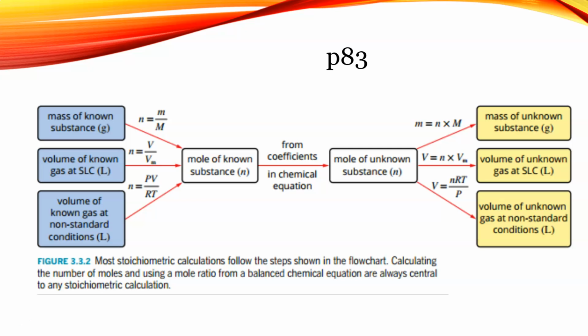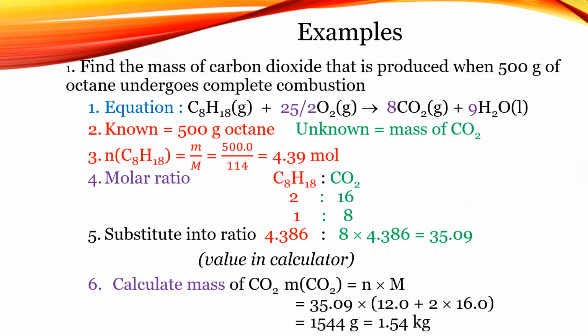In your textbook on page 83, you have another graphic which shows you the relationships to use. So you may prefer that. And let's start an example. I've tried to keep my color coding the same as on the earlier slide. So in this example, we want to find the mass of carbon dioxide that's produced when 500 grams of octane, remember octane is C8H18, undergoes complete combustion.